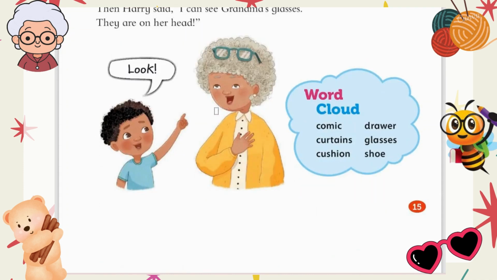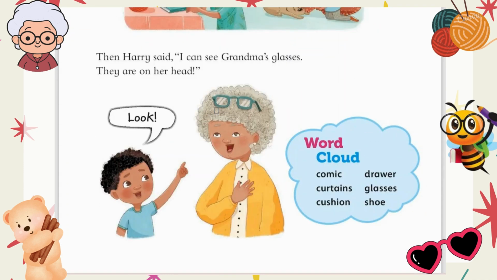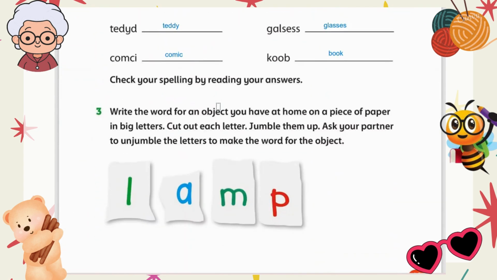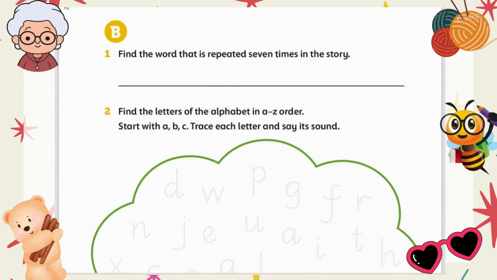So how many times is the word looked in the story? Yes, 7 times. So which word in the story appears 7 times? Looked. So we will write here, looked. So what is looked? Is looked a noun, verb, adverb, or adjective? What do you think? Yes, looked is the verb and it is the second form of look, that is looked.